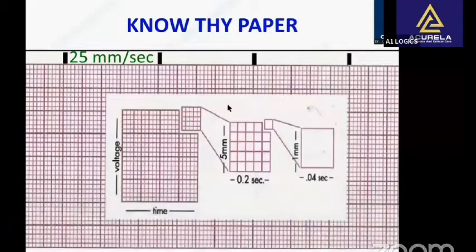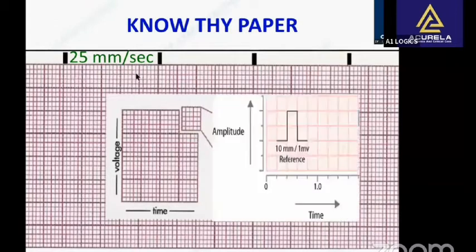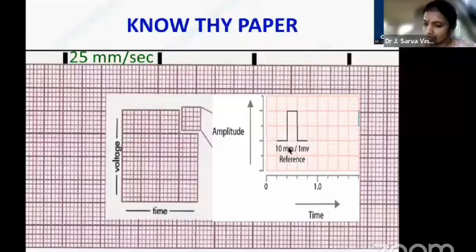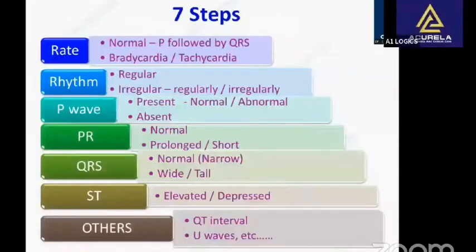So we should know how to read the ECG paper before going on to interpret the ECG. Each small square in the ECG paper represents 0.04 seconds and each large square represents 0.2 seconds. The ECG is usually swept at a speed of 25 millimeters per second, and the standardization is 10 millimeters representing 1 millivolt. Two large squares represent 1 millivolt. So always look for the standardization and the standard sweep speed on the ECG.